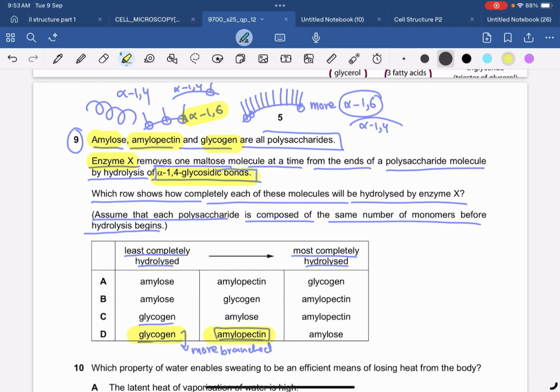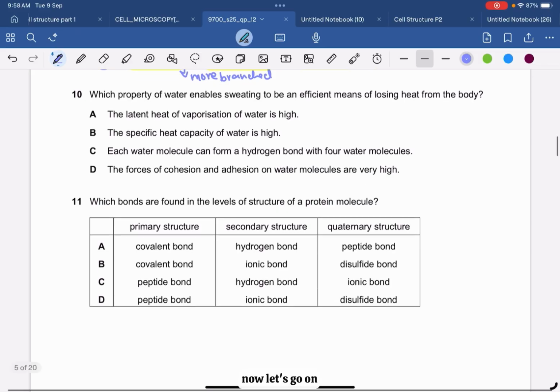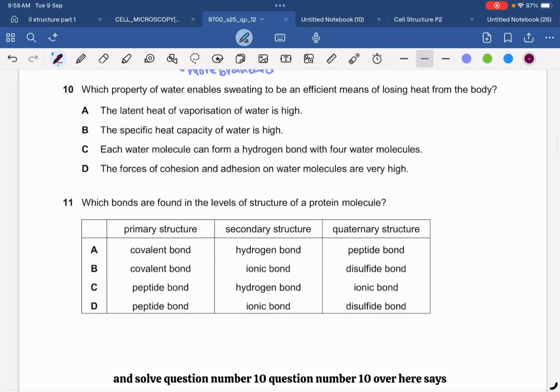And then the amylose, because it is a linear chain, only has alpha 1,4 glycosidic bonds, so it will be hydrolyzed completely. So hence the correct answer over here would be option D. Now let's go on and solve question number 10.